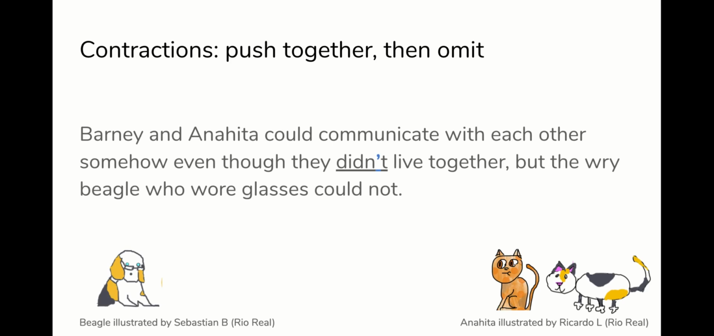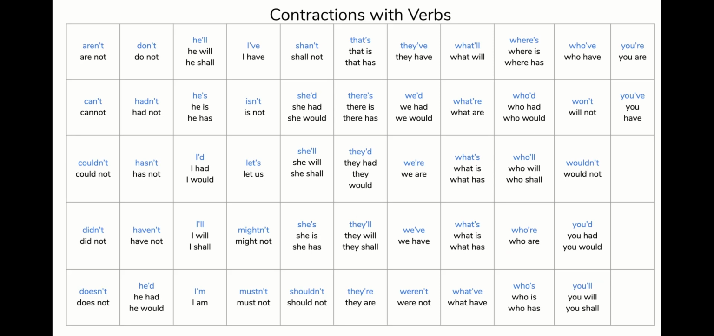Here's an example. Barney and Anahita could communicate with each other somehow, even though they didn't live together, but the wry beagle who wore glasses could not. So here's a quick shout out to Sebastian B. for drawing the wry beagle that we see here in the corner. So basically, the word didn't is just did not pushed together with the O taken out. Didn't. So here's an example of all of the contractions that use verbs and pronouns pushed together. These are words that you're probably mostly familiar with. We're not going to go into them.